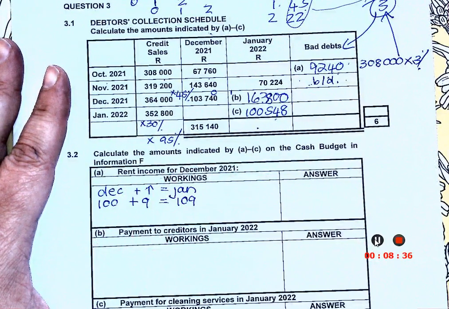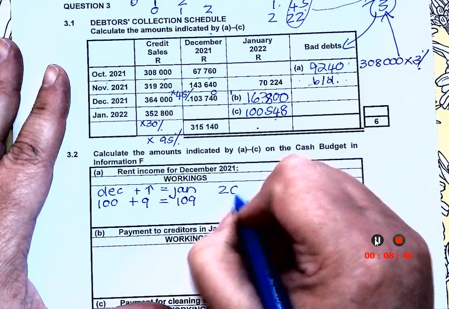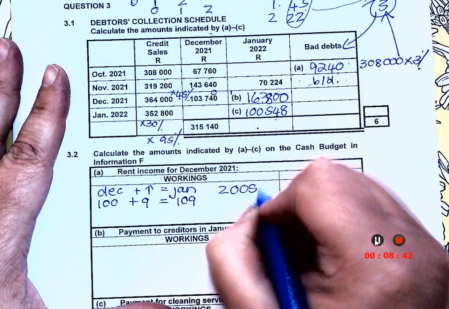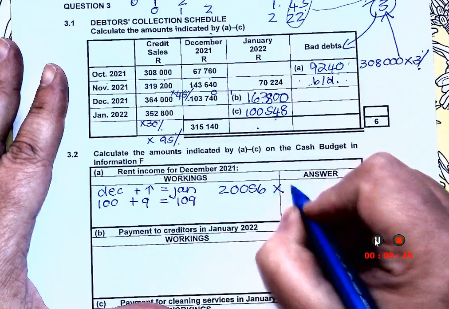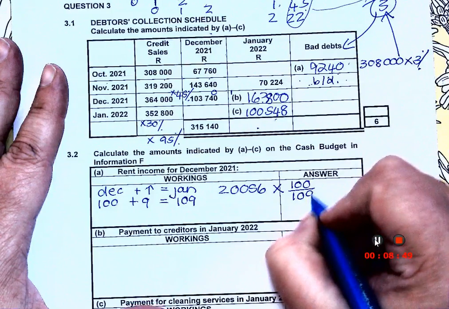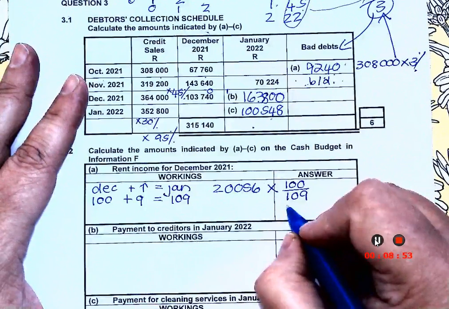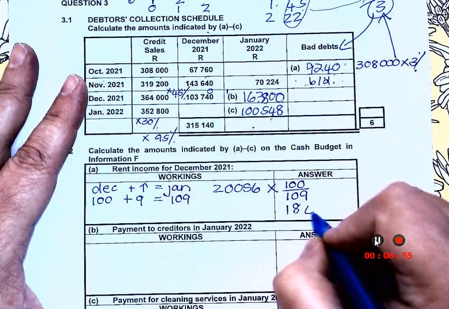So now January is 20,056. I want December and I have January. So this is going to give me what? 18? Okay.